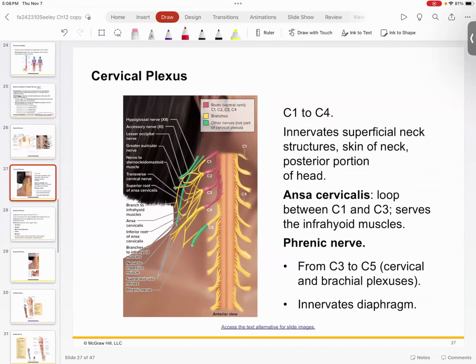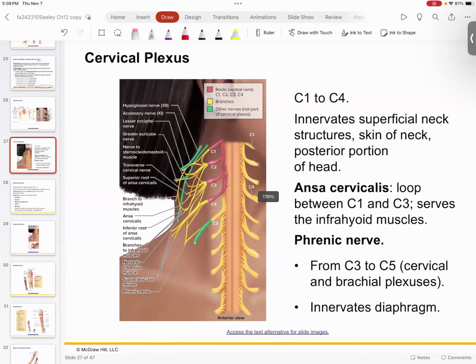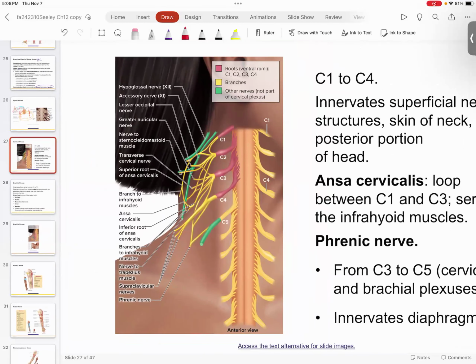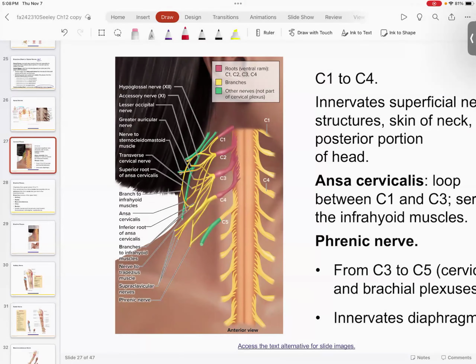So I want to go through these different regions quickly. I don't want you to get too lost in all of the wires. There are a lot of them. I just want to point out a couple of overall ideas and some major patterns that we see here. So the first stop we're going to make is the cervical plexus.